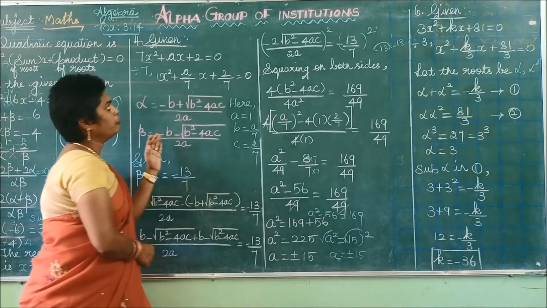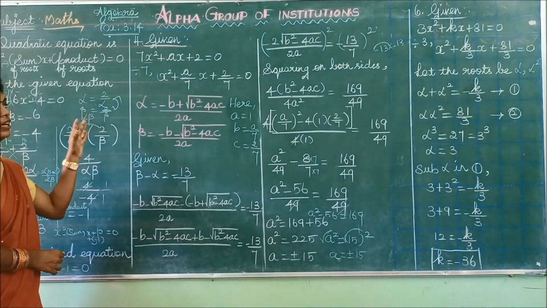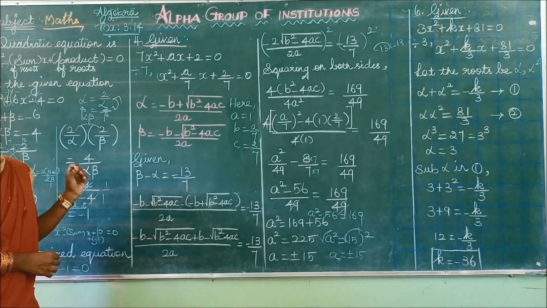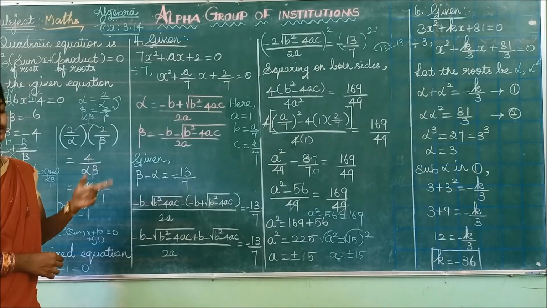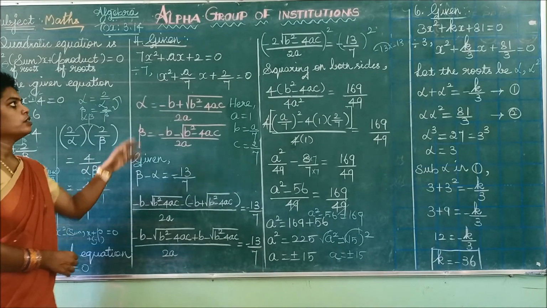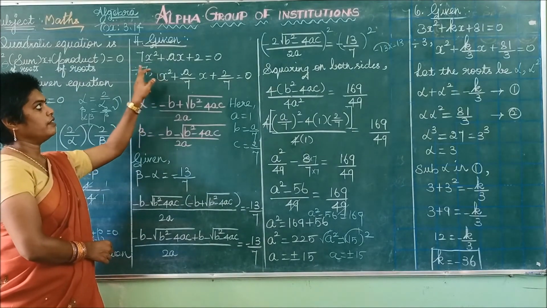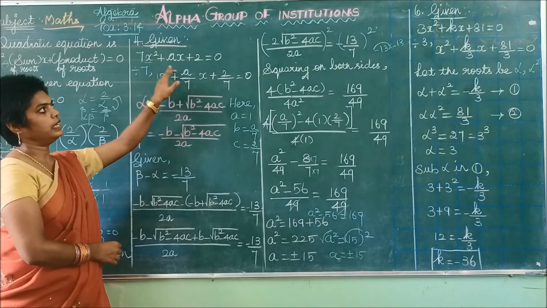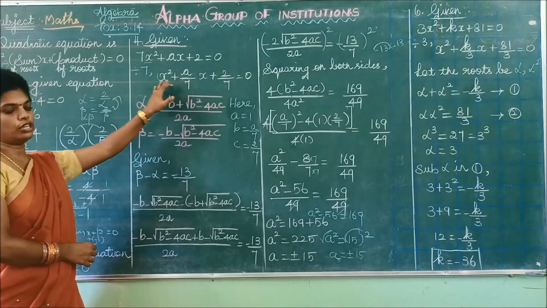So listen carefully. In this question, they gave one equation with the roots alpha and beta. You have to find out the value for a. So first of all, write the equation 7x square plus ax plus 2, which is equal to 0.